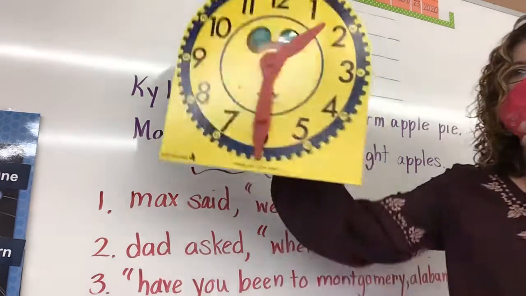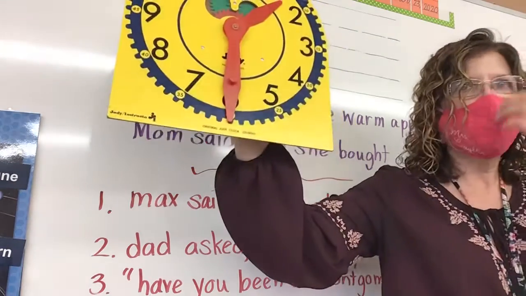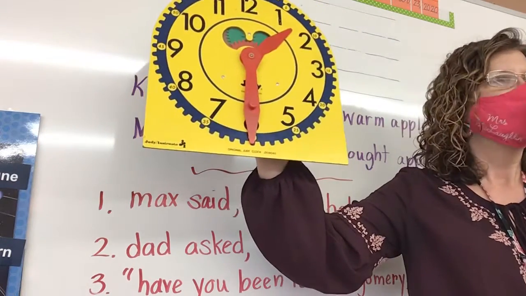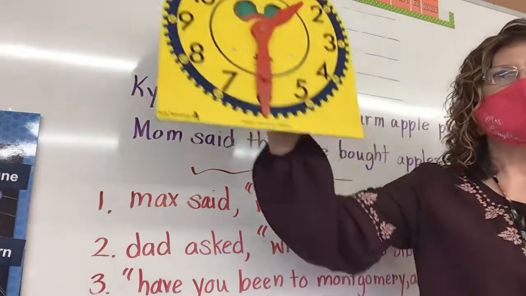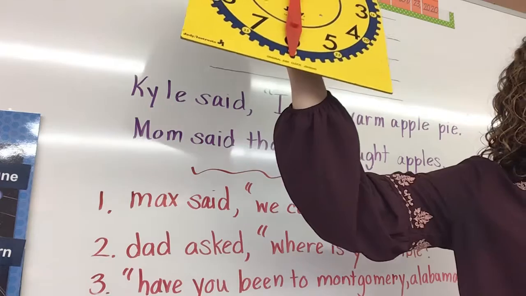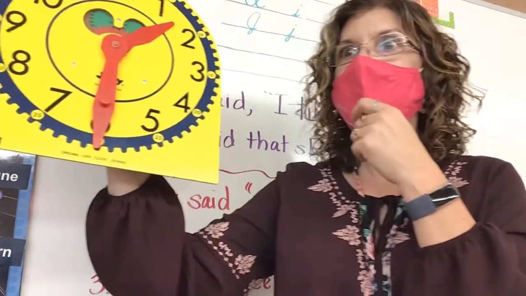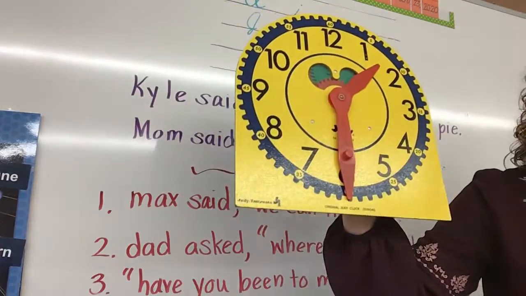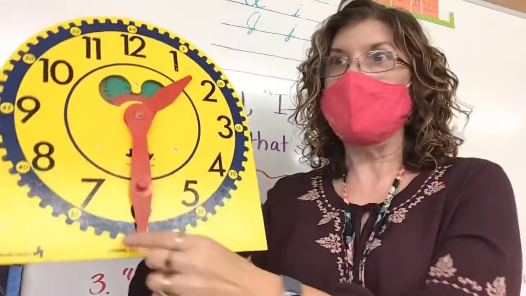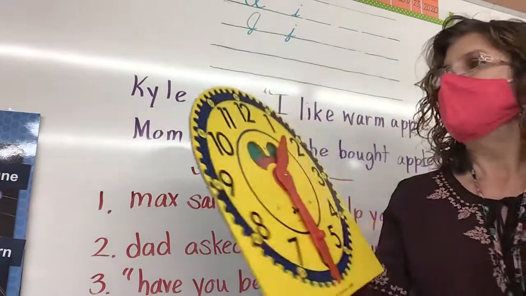The first clock looks like this. Alright, so the minute hand is on the 6. So which one is that? What is 6? 30. 30 is what? Half. 30 is half of an hour. Remember, 1/2 hour equals 30 minutes. So since 6 is 30, that means this is going to be half past.